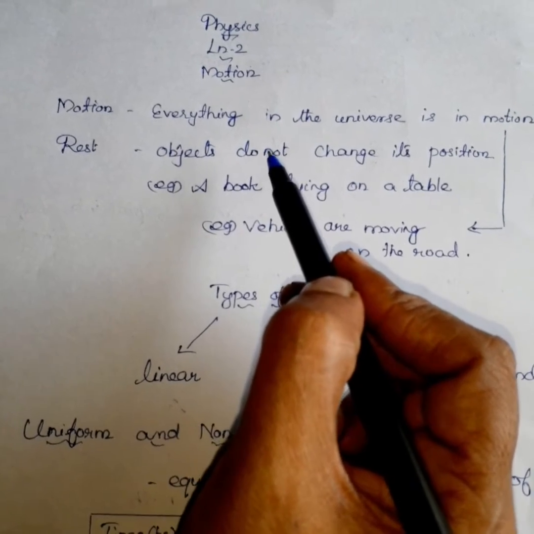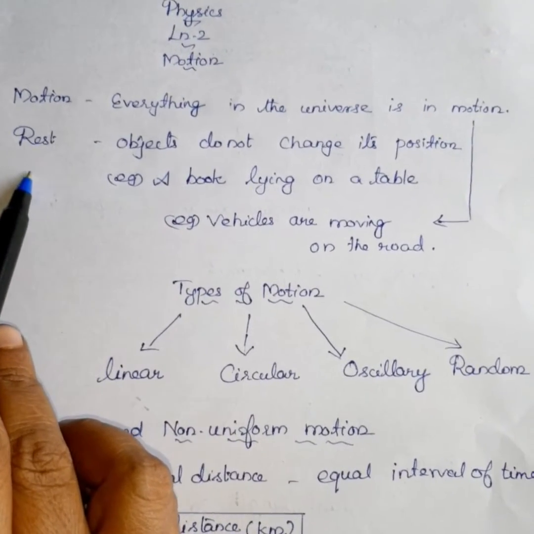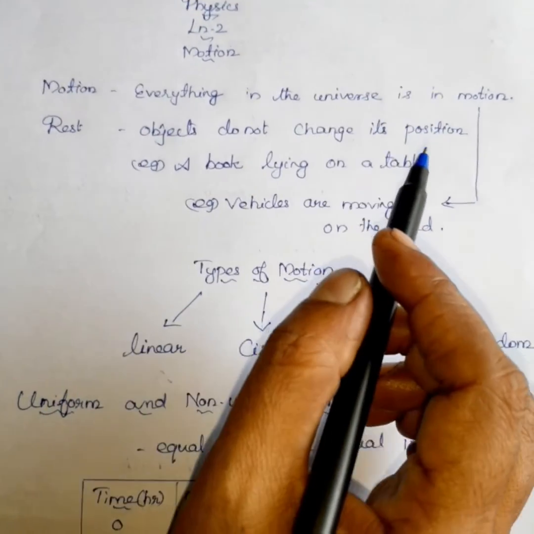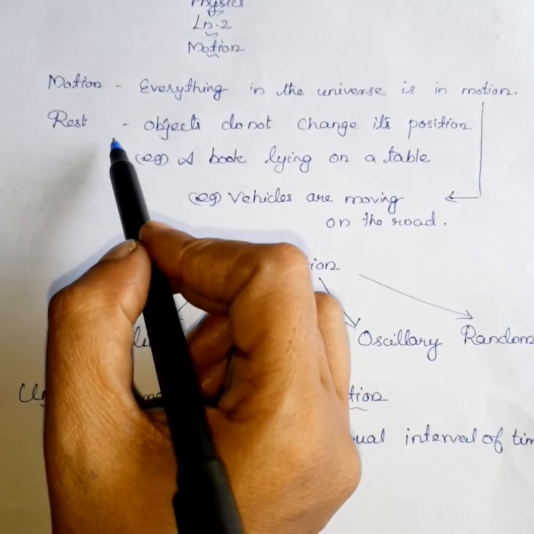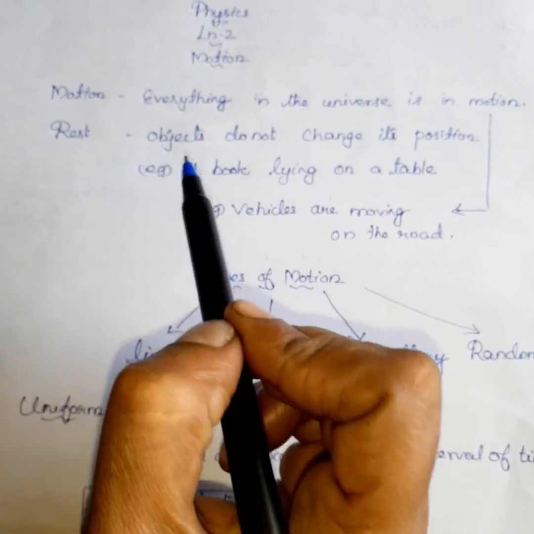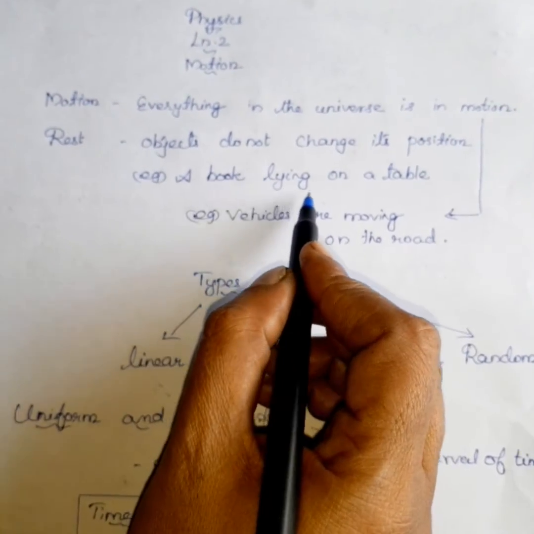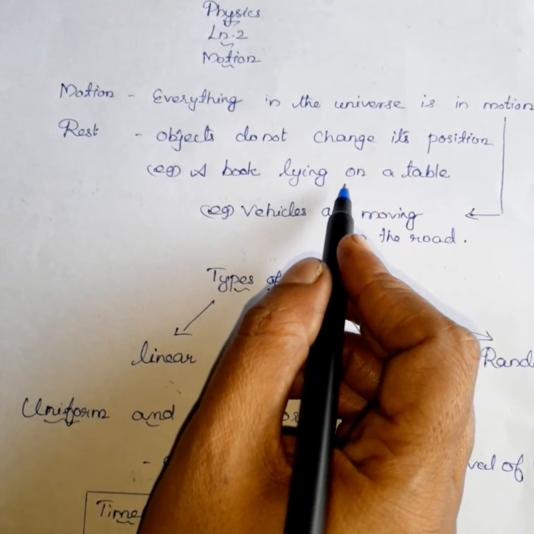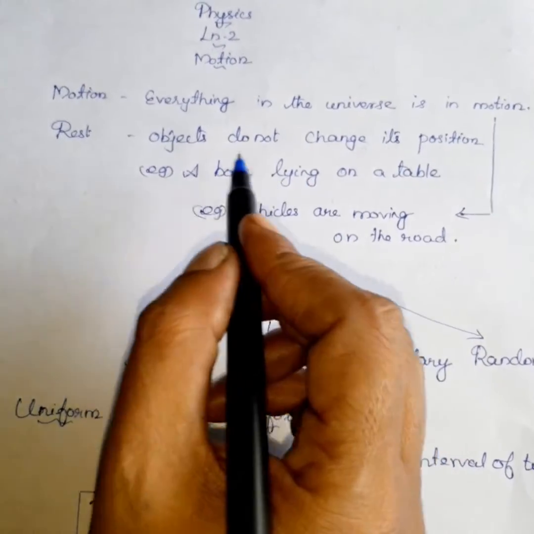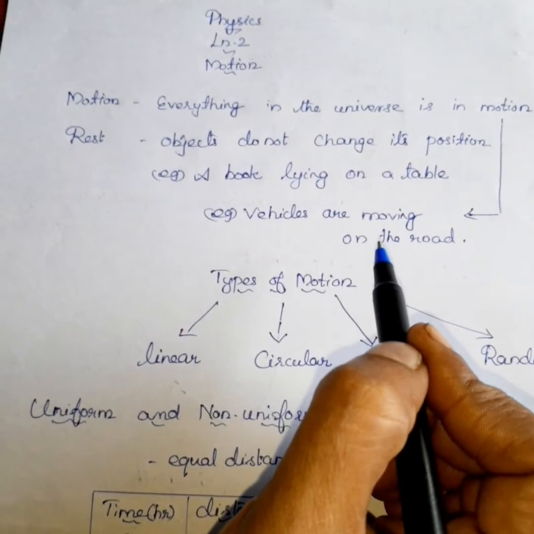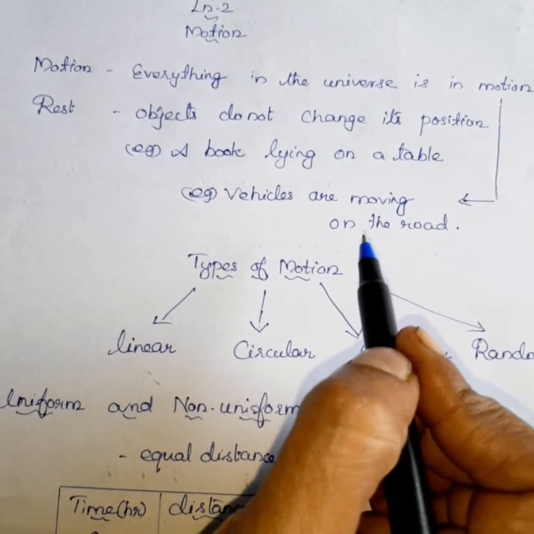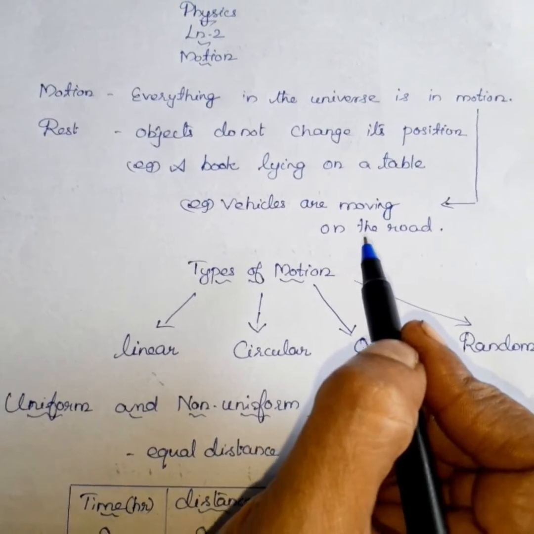Now we are going to study rest. When an object does not change its position, it is called rest. Examples: a book lying on the table, the walls of the room. These are examples of rest. Finally, rest and motion are relative phenomena.